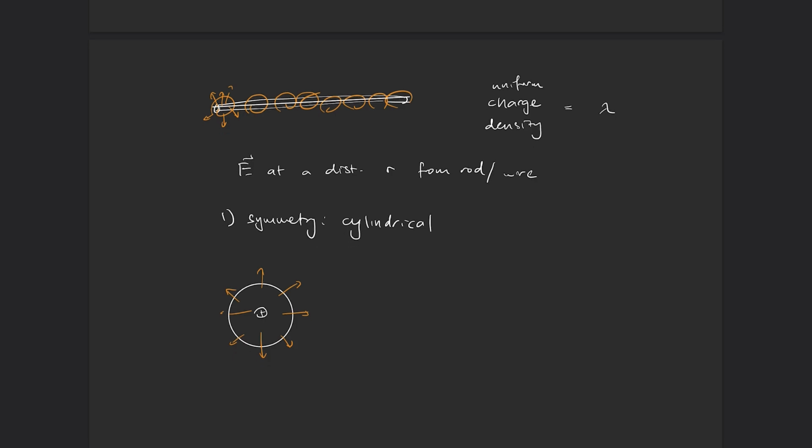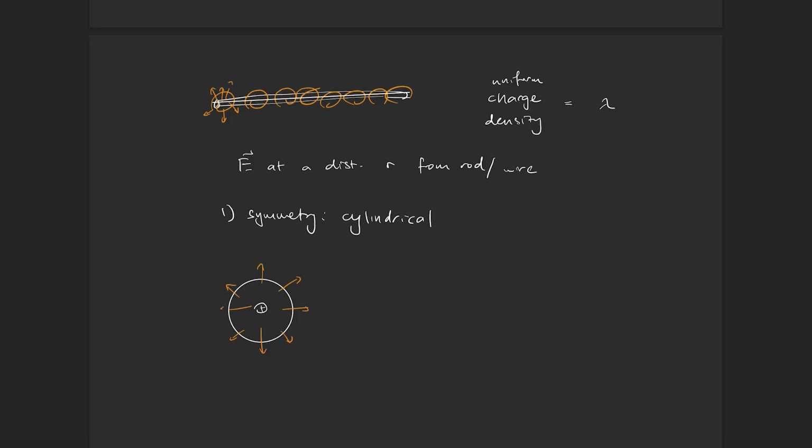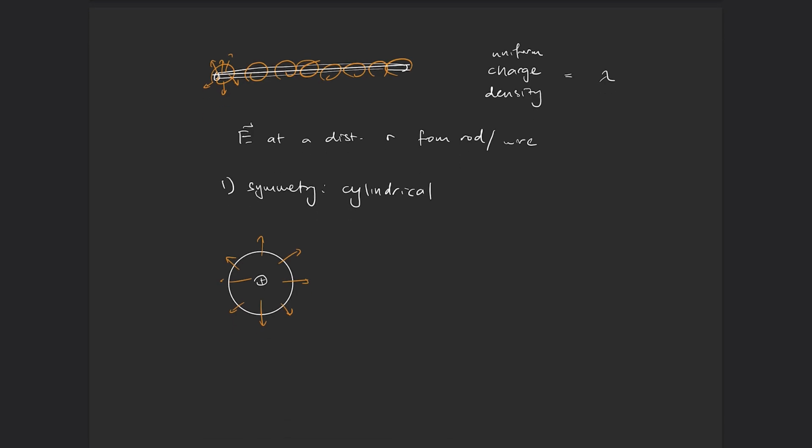So these are the field lines. And the amount of charge enclosed by our surface is simply lambda times L, which is the length of our rod. So this is L.